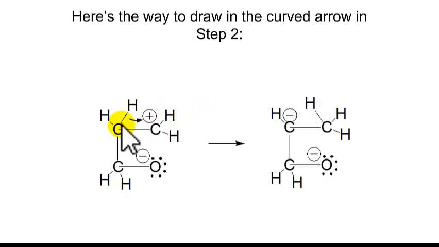And so that carbon is losing one electron, so it becomes positive. That carbon that was positive is gaining one electron, so it becomes neutral. So here's our product of the second step in this particular mechanism.